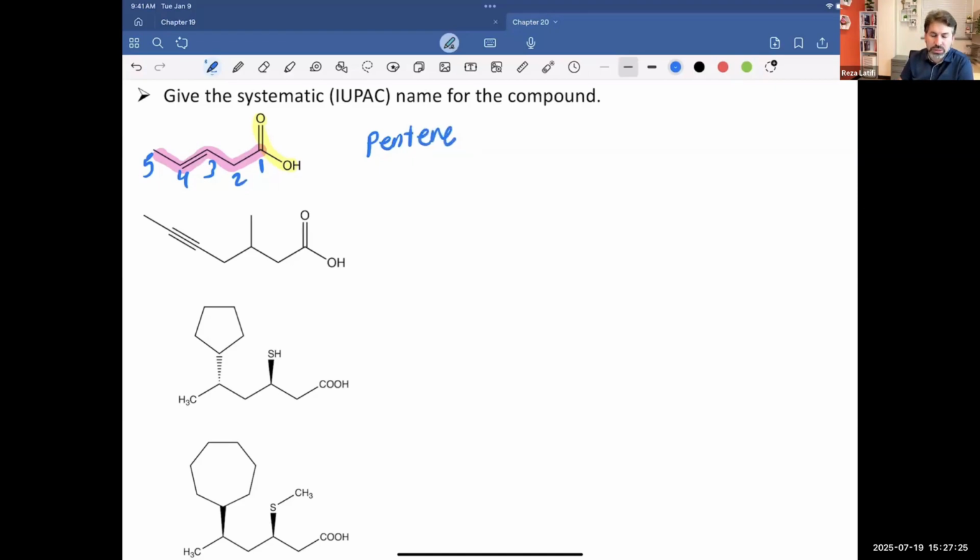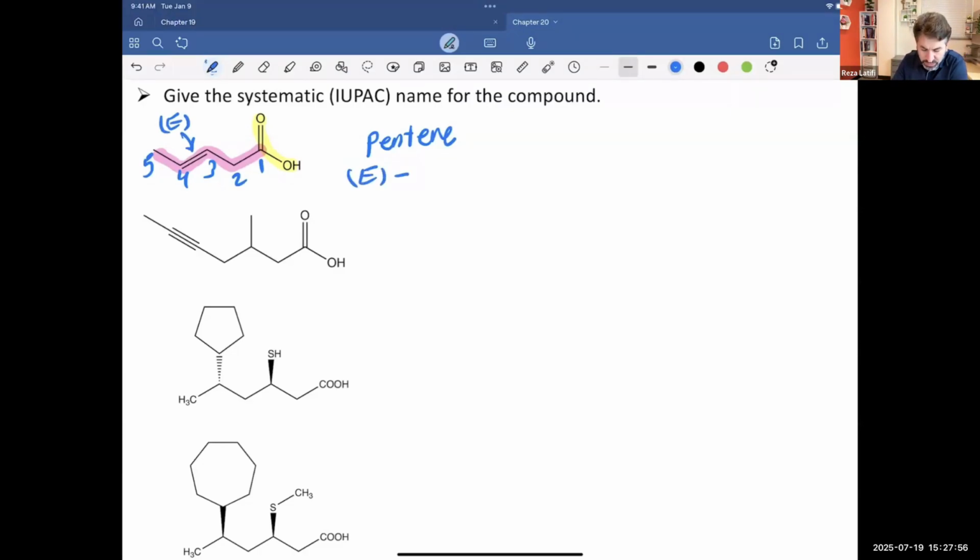But before we start naming it, let's look at the double bond. The double bond has one substituent here, and the second substituent is going to be this one. So the first substituent is here, and the second substituent is inside of this one. And as you see, they are across from each other. So in this case, I'm dealing with the E isomer. So I'm going to say I'm dealing with E.